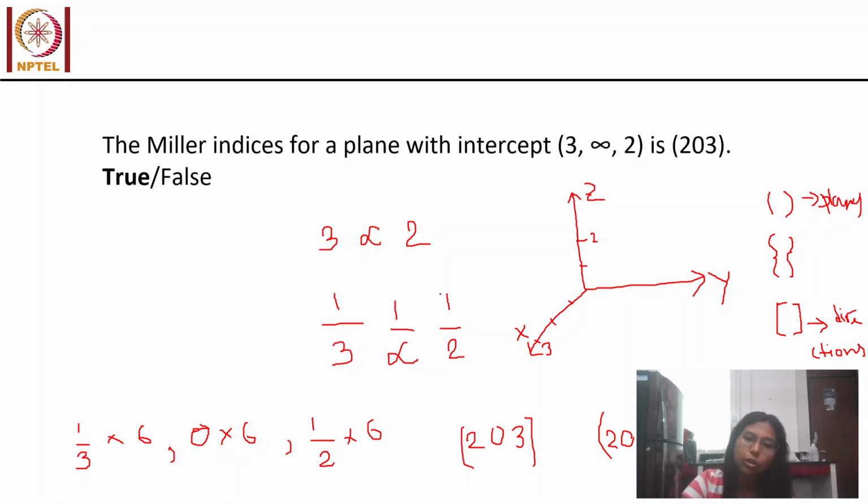So here we are finding out the plane, right? The question says the Miller indices for a plane with intercepts so and so. Since this is a plane, we will use the third bracket. So this one is the correct answer, not this one.